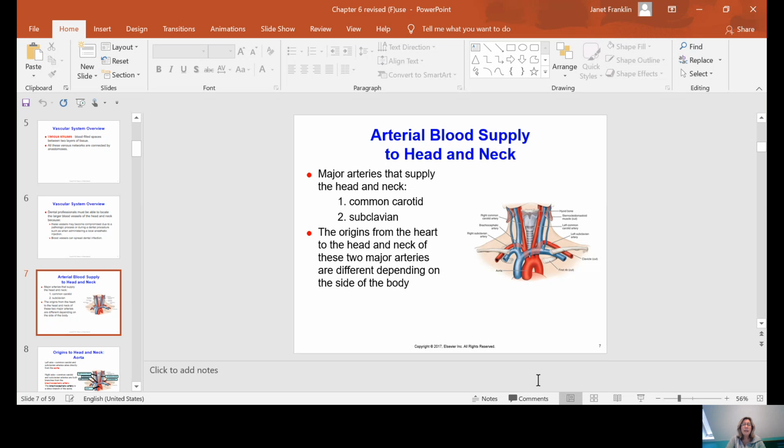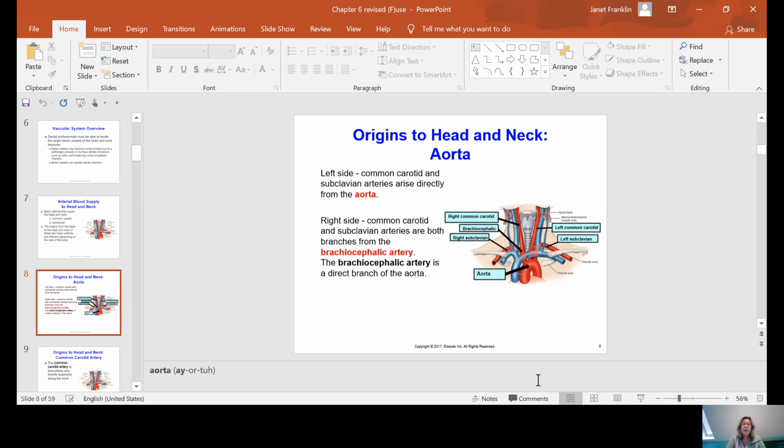Arterial blood supply to the head and neck. So there are two major arteries that supply the head and neck, and those are the common carotid and subclavian. The origins from the heart of these two major arteries are different depending on which side of the body. So on the left side, the common carotid and subclavian arteries arise directly from the aorta. On the right side, the common carotid and subclavian are both branches from the brachiocephalic artery. There's a picture there on this slide showing the different arteries and the way that they branch off of each other.